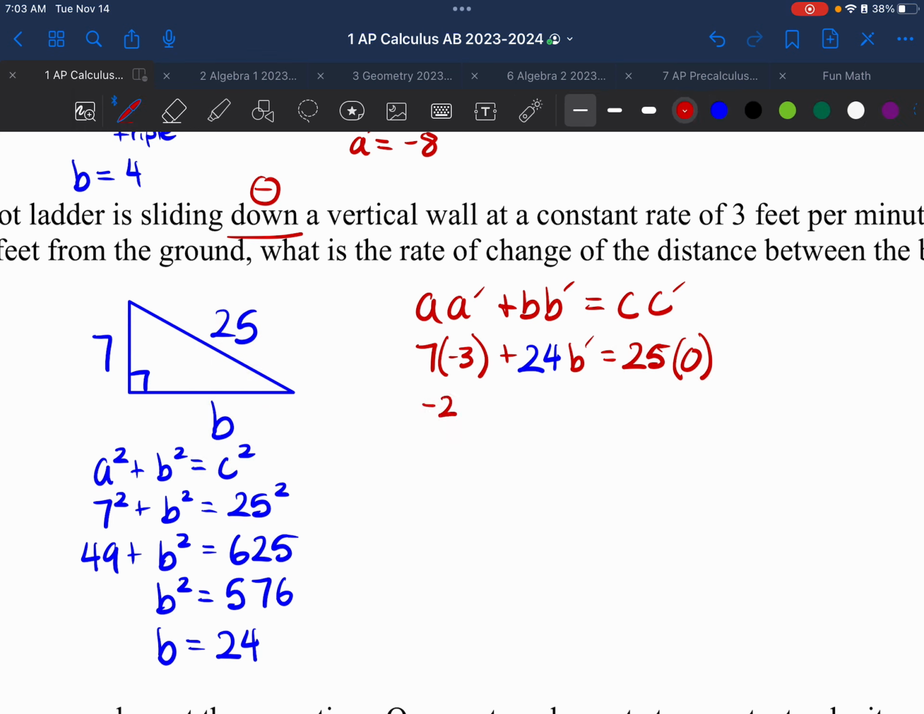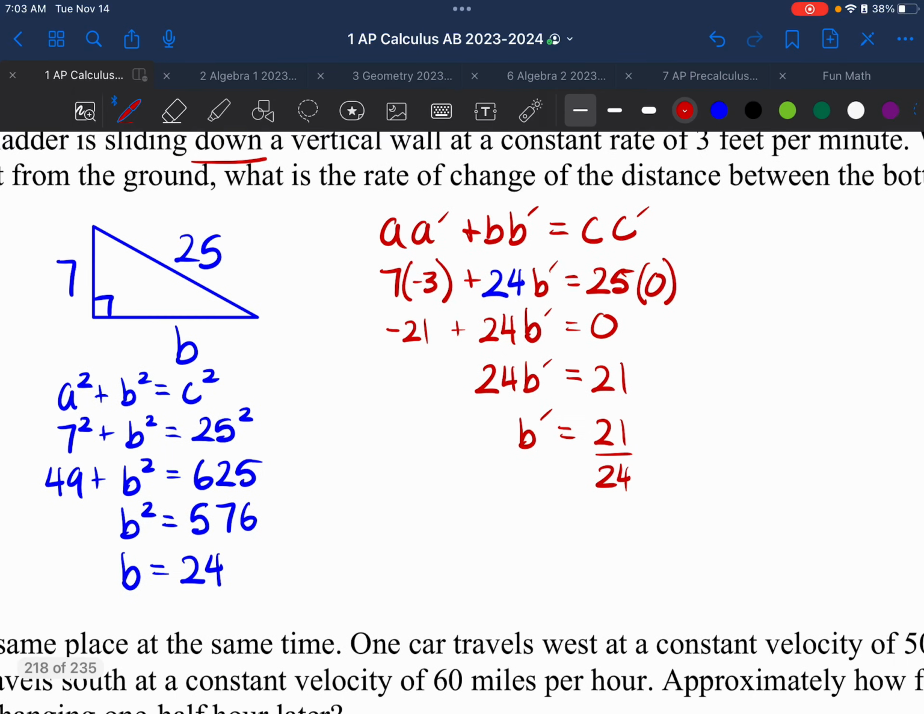I have a -21 plus 24 B prime. That's equal to 0. Adding the 21 over gives us a 24. B prime is equal to a positive 21. Dividing both sides by 24 gives us a B prime, which is equal to 21 over 24. We can divide the top and bottom by 3, and I think that's going to turn into 7/8.